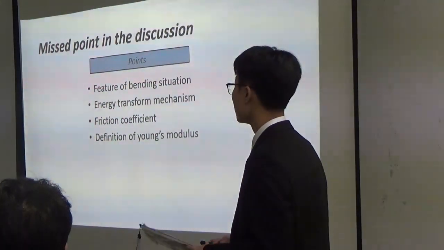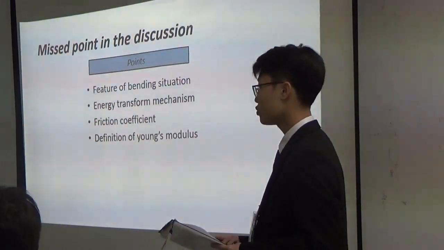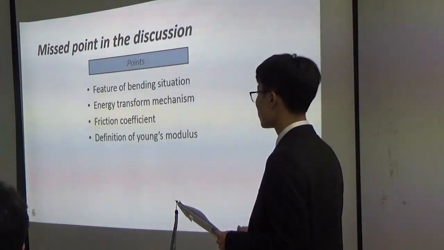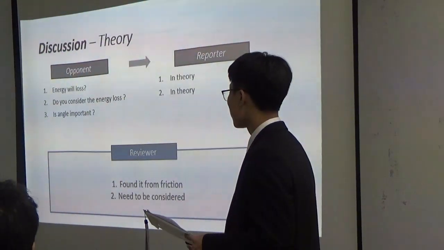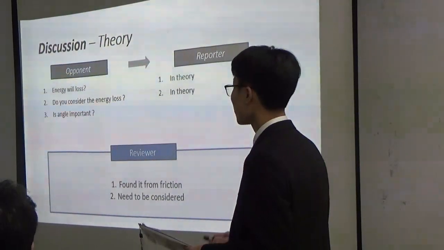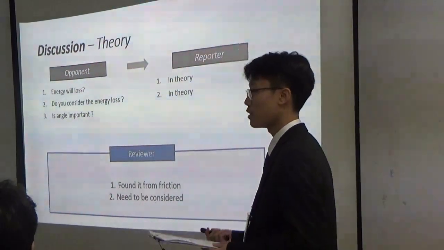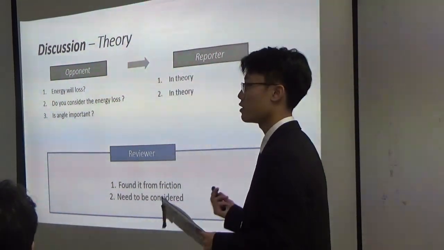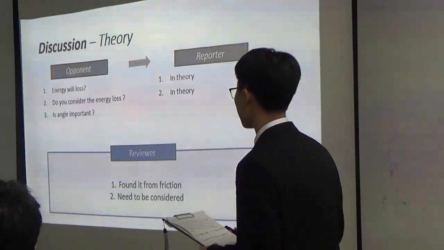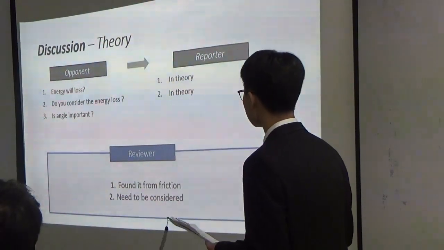I think in the discussion, the missed points are the feature of the bending situation, the energy transform mechanism, the friction coefficient, and the definition of Young's modulus. About the theory discussion, first, the opponent asked about energy loss, and the reporter said in theory it can be seen, and I think he can follow it from friction. Second is to consider energy loss, and he said it can also be seen in the theory, and I think it needs to be considered. And third is whether the angle is important.